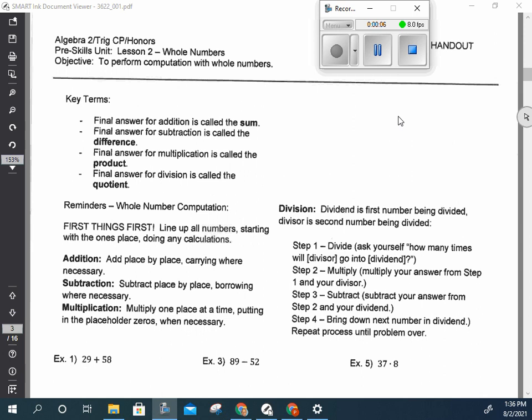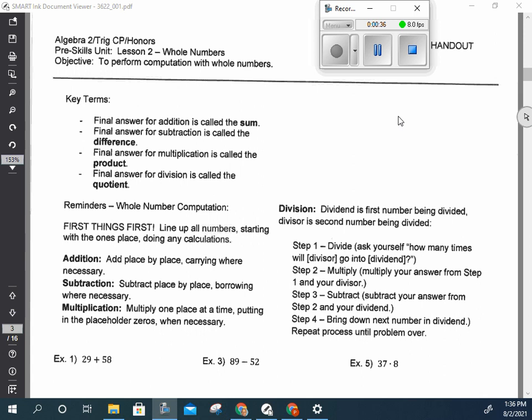This is lesson number 2 in our pre-skills unit. Again, we are going through skills and concepts that will prepare you for the work that we will be doing throughout this school year. This second lesson focuses on computation involving whole numbers. Now, keep in mind, everything in these 7 lessons of the pre-skills unit is done from the premise that you will not be using a calculator.